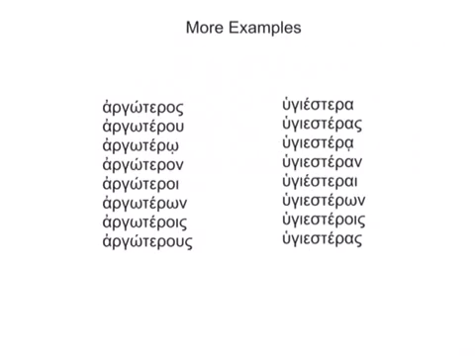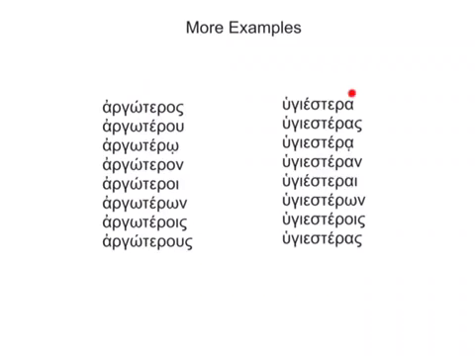Here are a couple more examples of comparative adjectives in Greek. This comes from argos, argē, argon, meaning lazy. You'll notice here that instead of oteros with an omicron, we get ōteros with an omega. That happens whenever you have an adjective that is accented normally on the last syllable, as argos is.